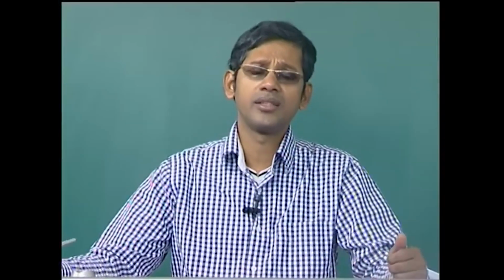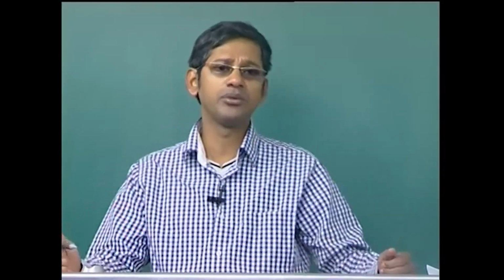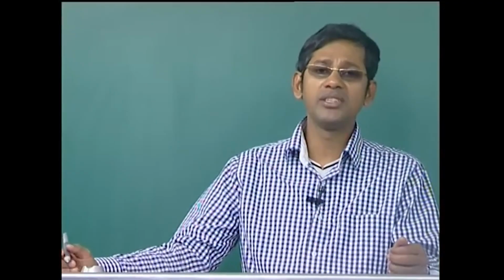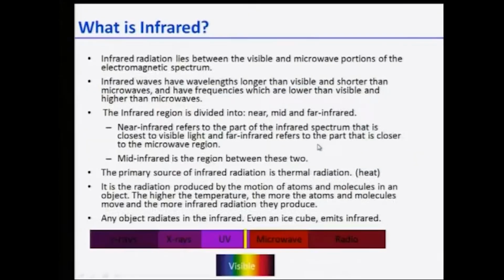Today we are going to discuss a new spectroscopic technique called infrared spectroscopy. Infrared spectroscopy is part of the advanced chemical spectroscopic techniques which are used to determine different kinds of chemical information, starting from the electronic transition to the vibrational spectroscopy to even the nuclear transitions. Normally this is used in machines as Fourier transform infrared spectroscopy, known as FTIR.